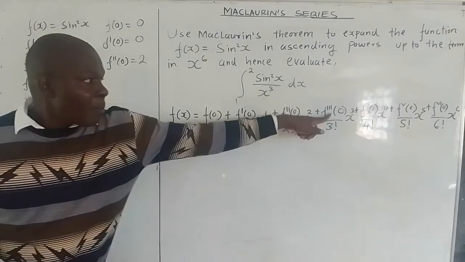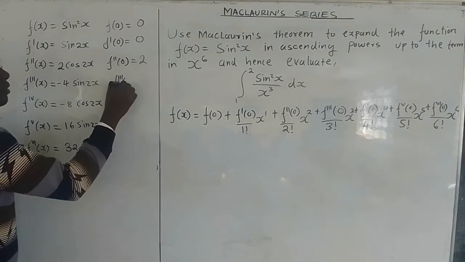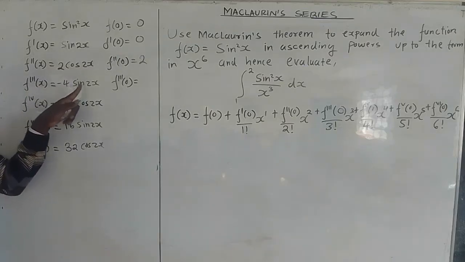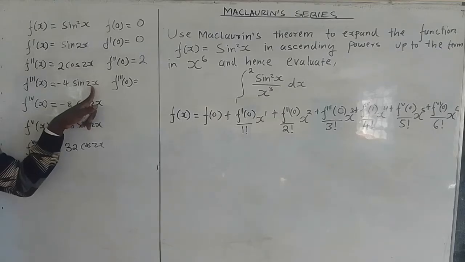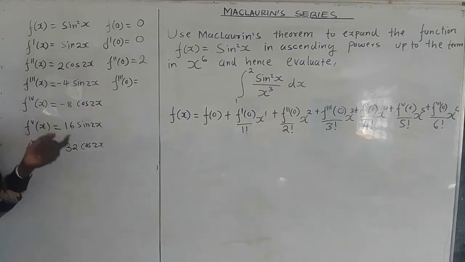Then you go to that term, f triple prime of 0. Here we have f triple prime of x, meaning where the x we put 0, isn't it? F triple prime of 0 is what? Negative 4 sine 0. 2 times 0 is 0, isn't it? Sine 0 is 0, meaning the whole of this goes to 0, isn't it?